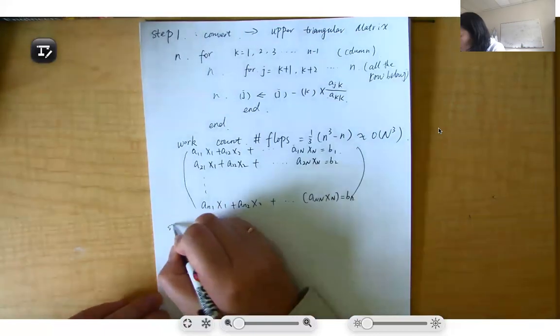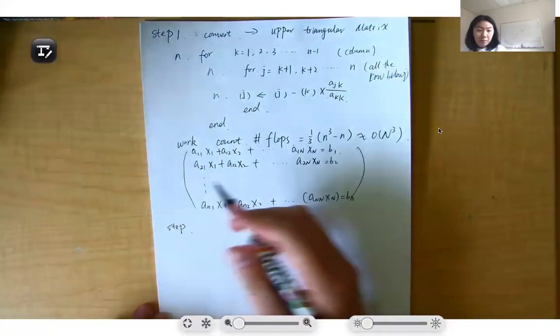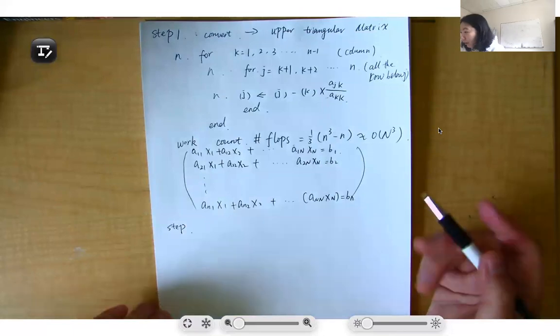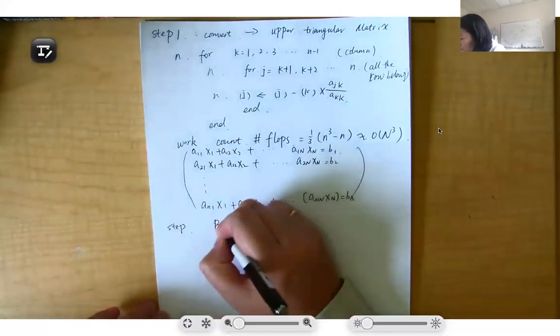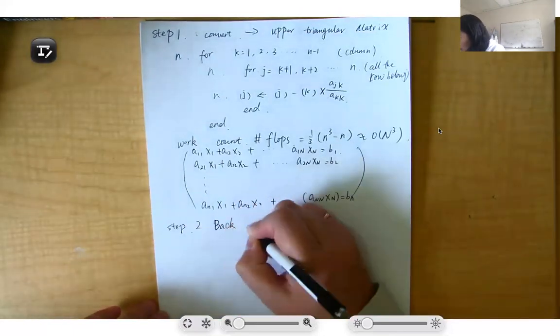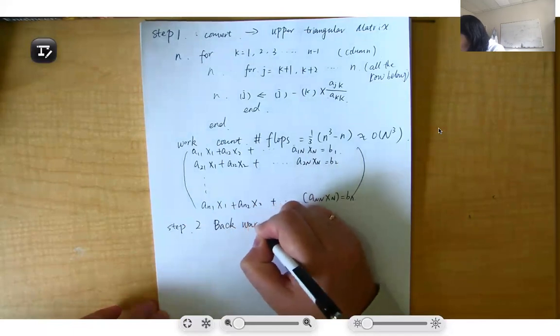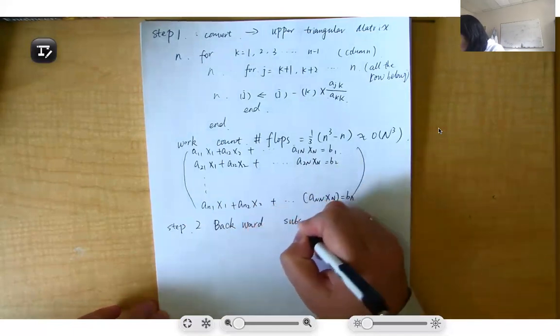Then after that, your system will become an upper triangular system. Then step 2 is backward substitution.